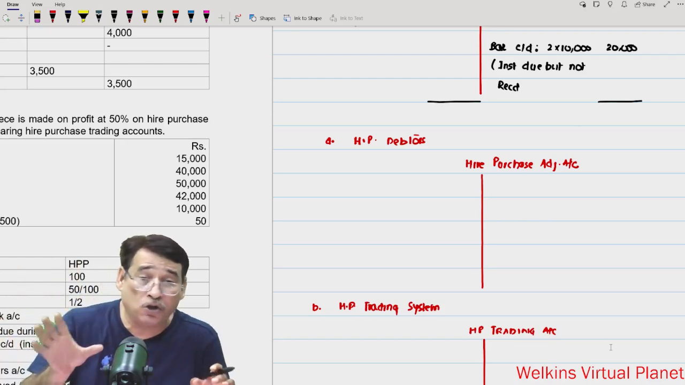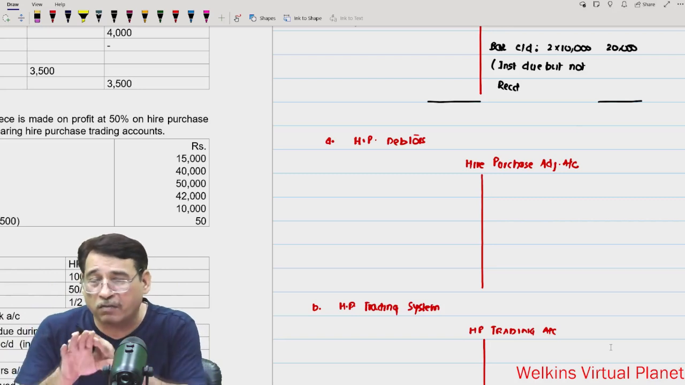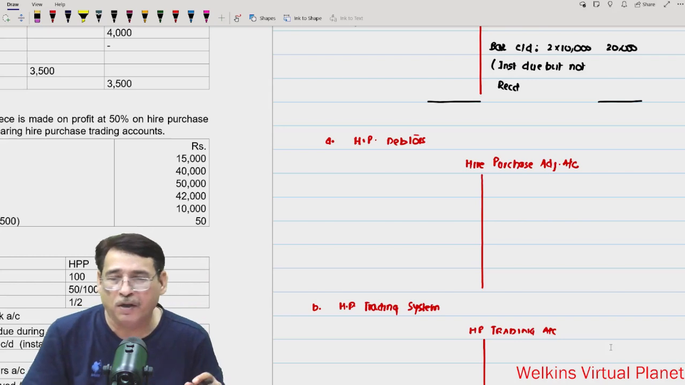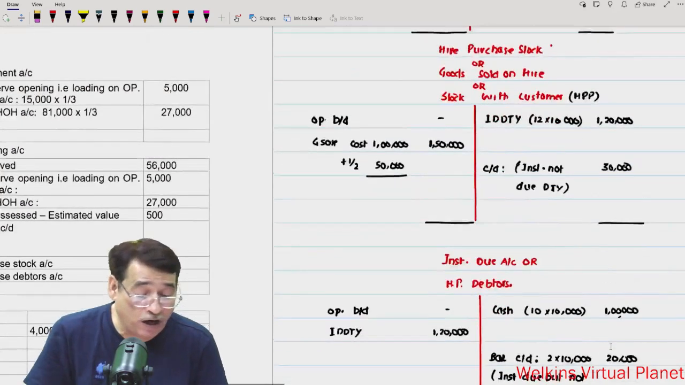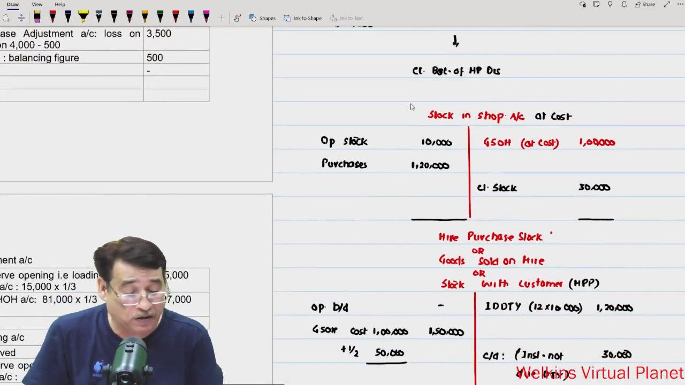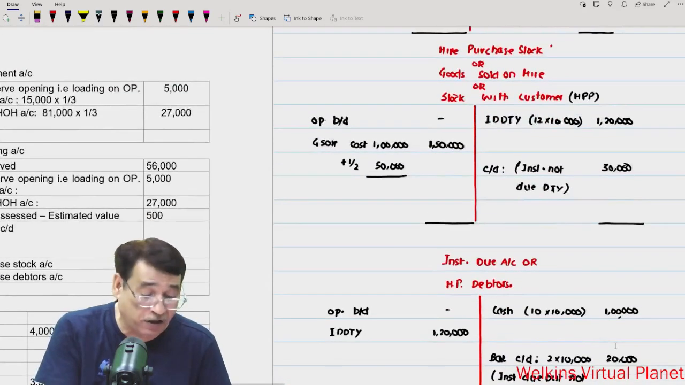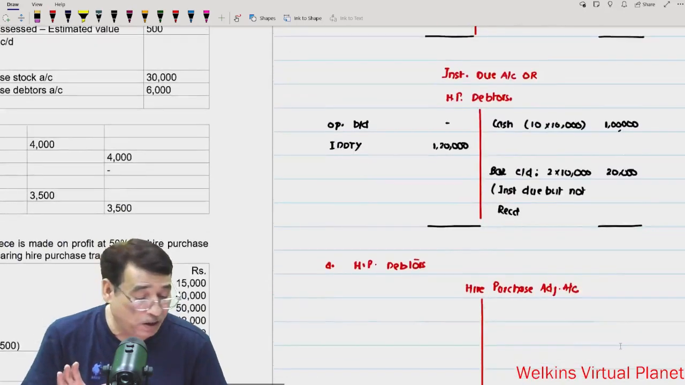The stock in shop account, or godown account, shall not be used at all in order to know the profit, correct? So I need not look at this particular account, that is the stock in shop account. Is it clear to you? I will look into only the second and third accounts. Is it clear to you?